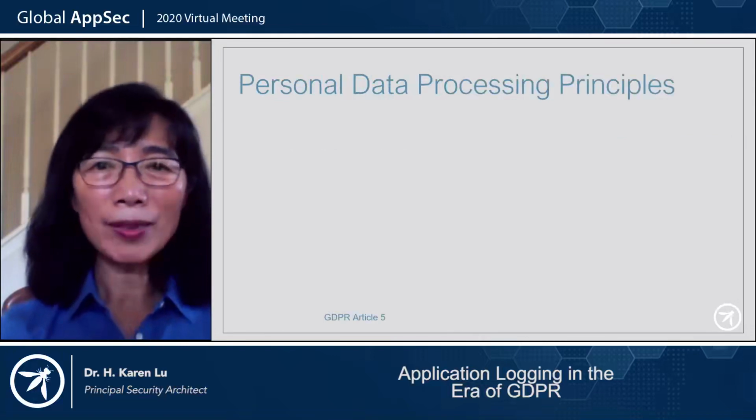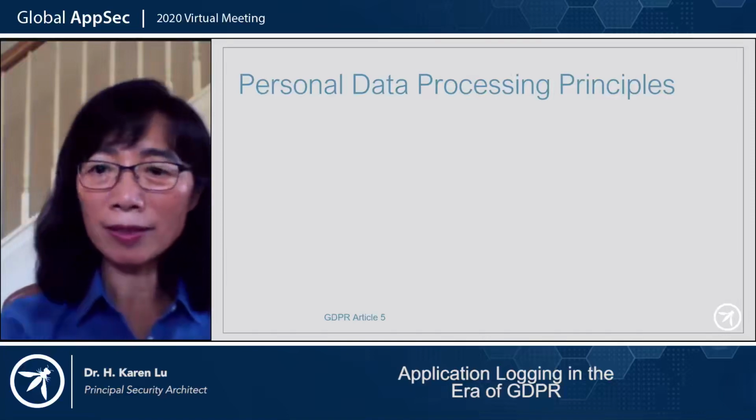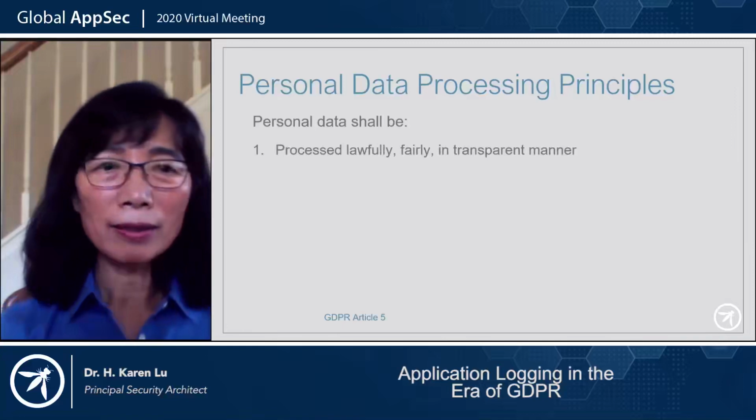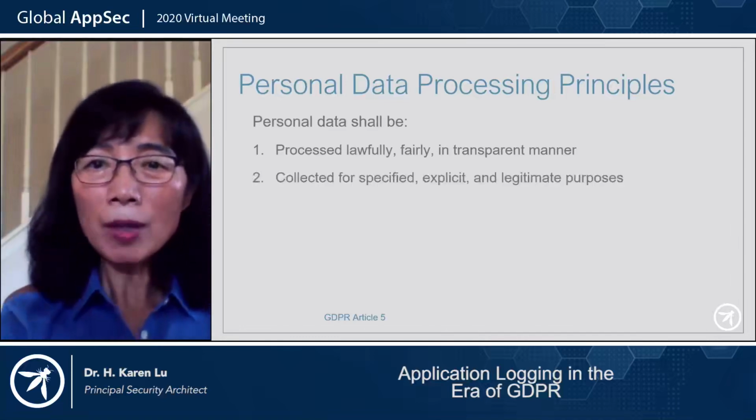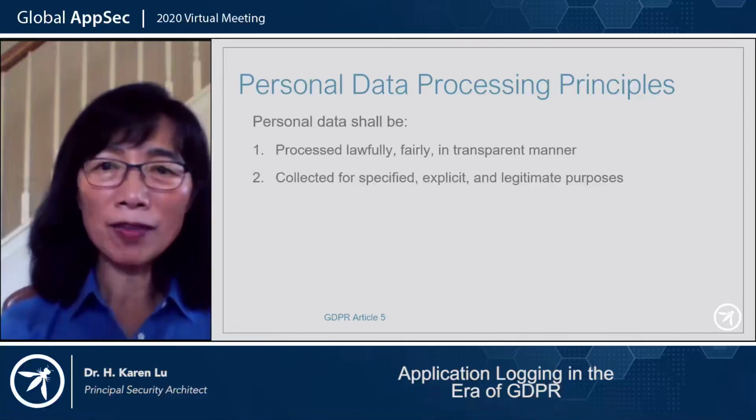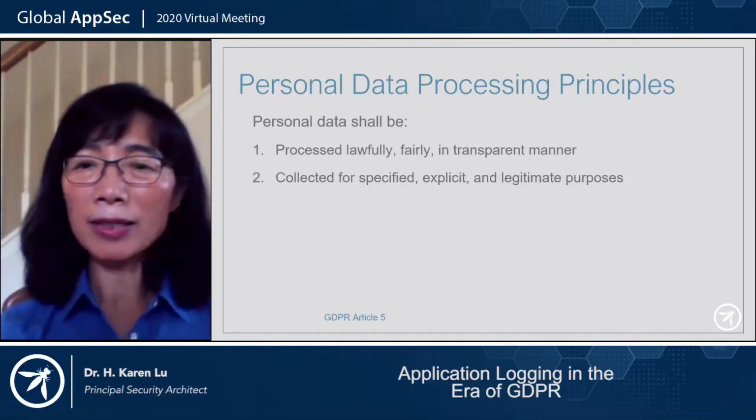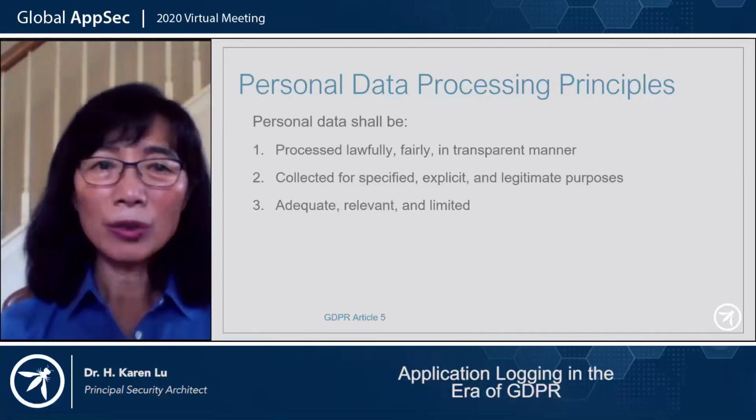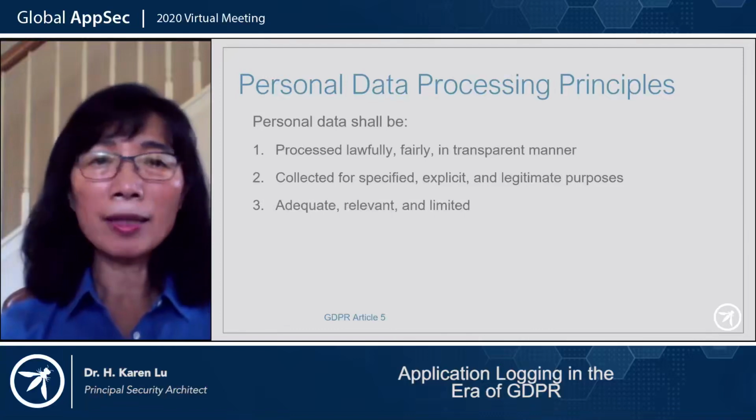GDPR Article 5 lists six principles relating to processing of personal data. Here is a summary. Personal data should be processed lawfully, fairly, and in a transparent manner in relation to the data subject. Personal data should be collected for specified, explicit, and legitimate purposes, and not further processed in a manner that is incompatible with those purposes. It should be adequate, relevant, and limited to what is necessary to the purpose for which they are processed. This is also called data minimization.